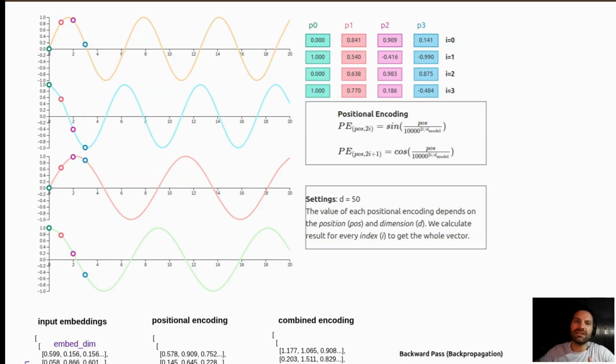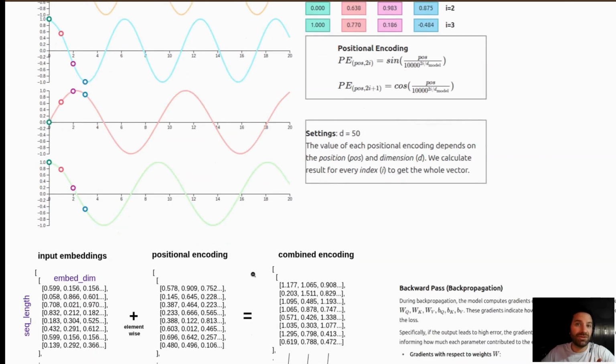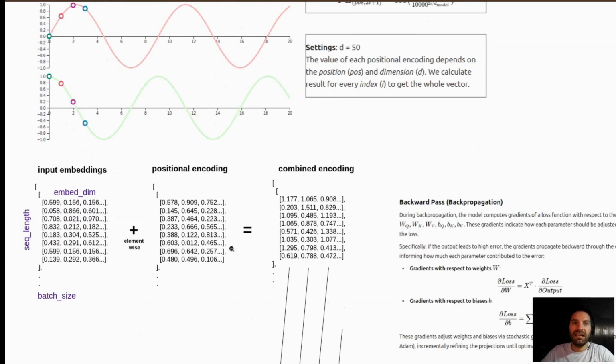After converting tokens into embedding vectors and generating positional encodings, the transformer combines these two sources of information through an element-wise summation. Specifically, each token's embedding vector is directly summed element-wise with its corresponding positional encoding vector, resulting in what we call the combined encoding. This combined encoding simultaneously encodes both the semantic meaning of words from embeddings and their positional context from positional encoding, allowing the model to understand both context and word order.